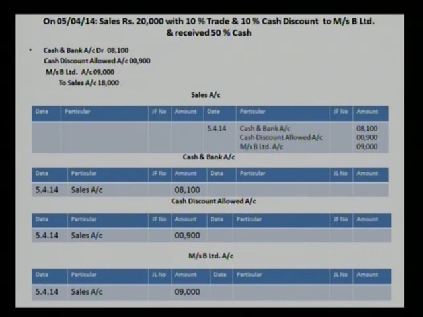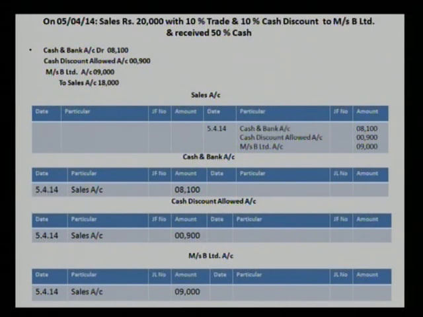Now again, transaction number 5, that was made on 5th April 2014: sales worth rupees 20,000 with 10% trade discount and 10% cash discount to Messrs B Limited, and received 50% of cash. We know how to calculate and we know how to pass the entry, but let us learn how to post the entry.